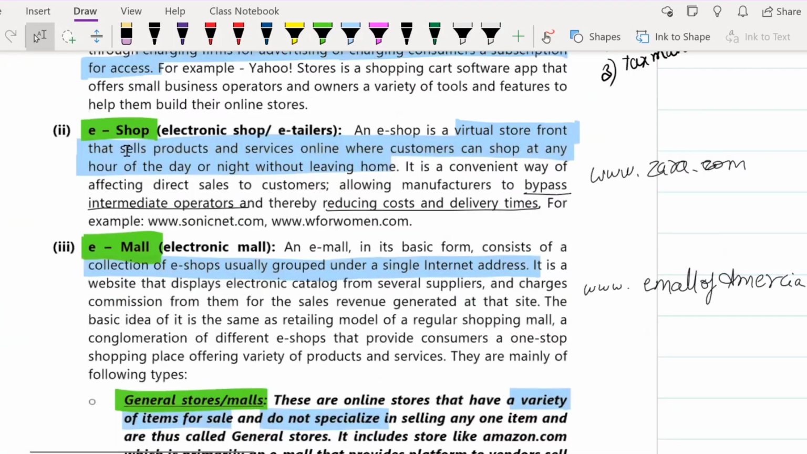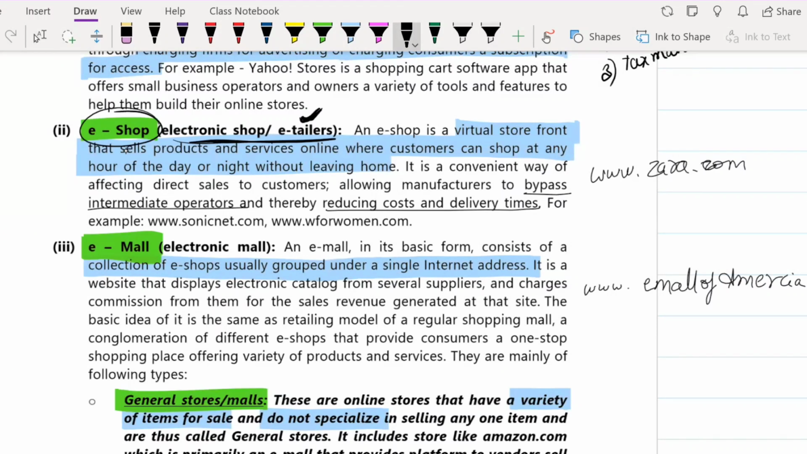First is your e-shop. So what does e-shop mean? E-shop means electronic shop, or e-tailers, you can call it. In the exam, if they ask you about e-tailers, don't forget that e-tailers is nothing but your e-shop only. Remember, these are the tiny things where the institute can catch hold of you. So what is e-shop basically?